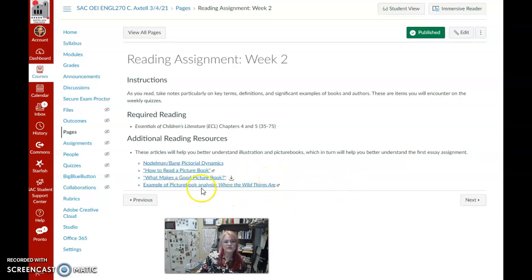There's also an example of a picture book analysis for Where the Wild Things Are. This is often considered the model children's picture book. It's a great example, but don't use it as your topic for the analysis since so much has been written about it.